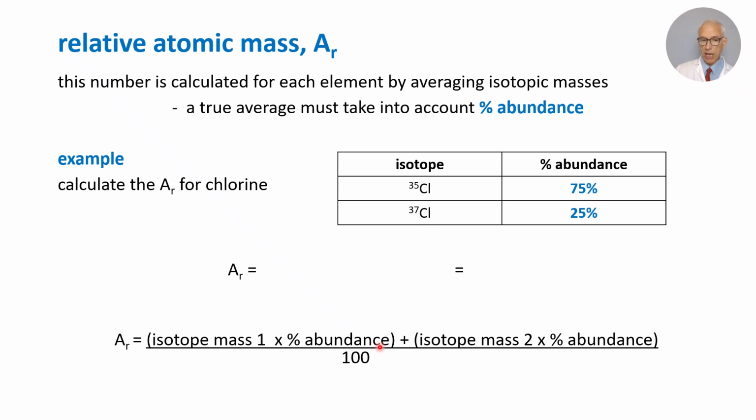So if we apply this formula to the chlorine data, isotope mass 1 is chlorine 35 with an abundance of 75. Chlorine 37 has an abundance of 25%. Divide by 100 comes to 35.5. And that is the figure you will see listed as relative atomic mass in the periodic table.